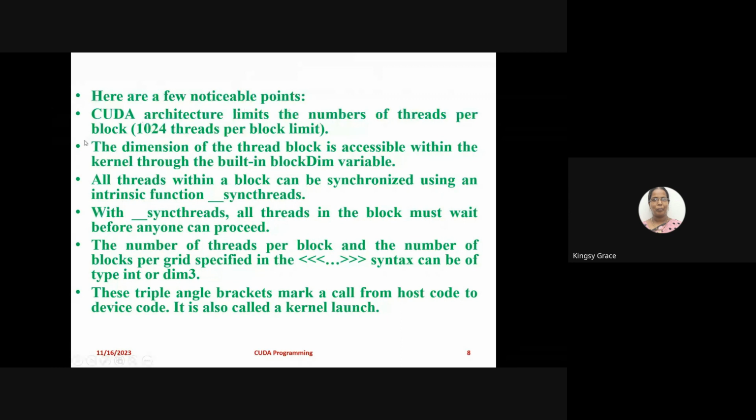Some important points. The number of threads per block is limited to 1024. So each block contains up to 1024 threads, you can say 1024 cores are there, and each core is mapped with one thread. We can also synchronize all the threads within the block with the help of __syncthreads, which is available in CUDA. All threads in the block must wait before anyone can proceed.